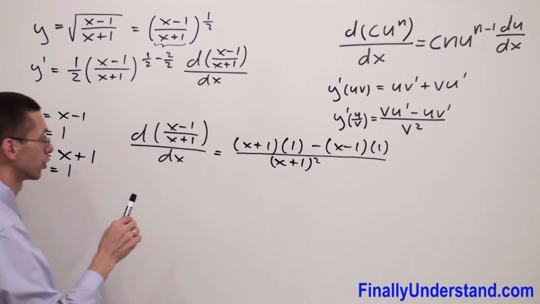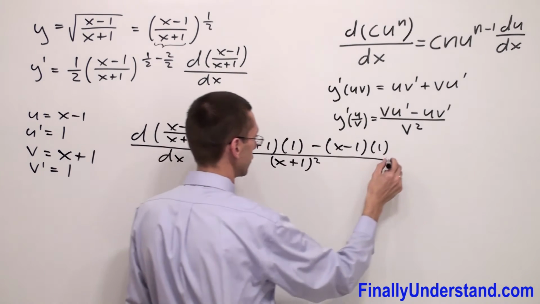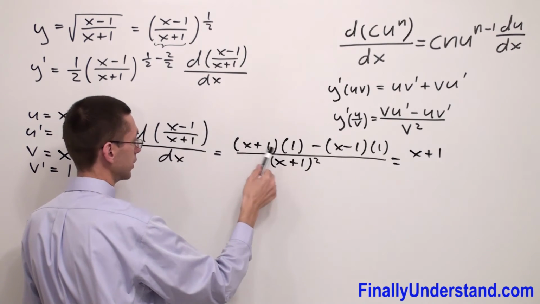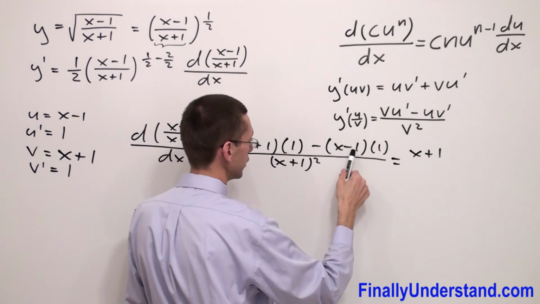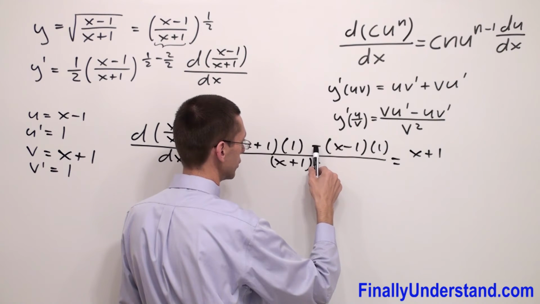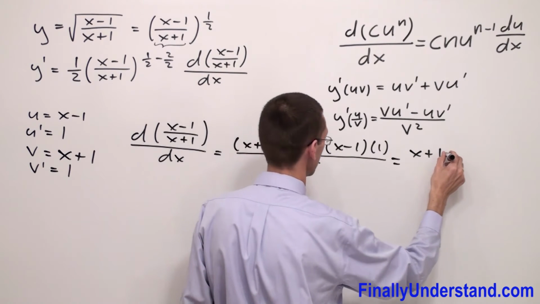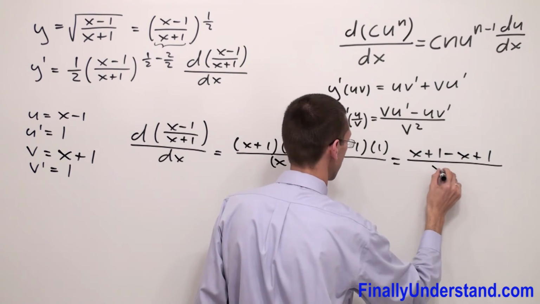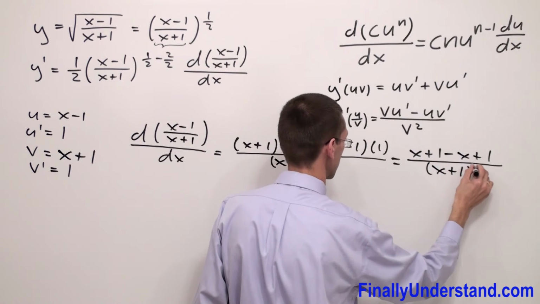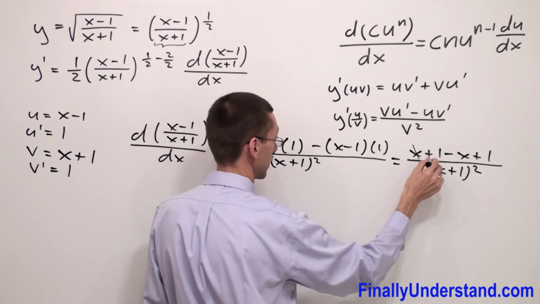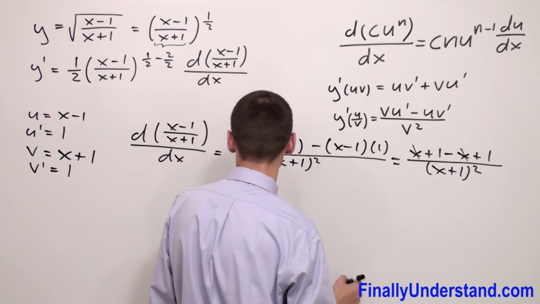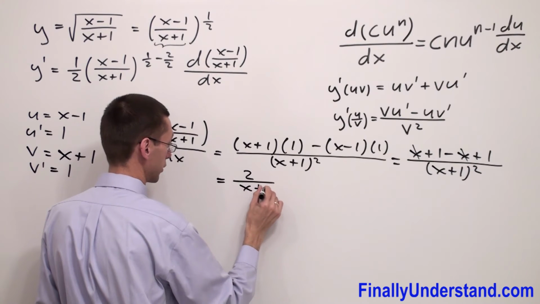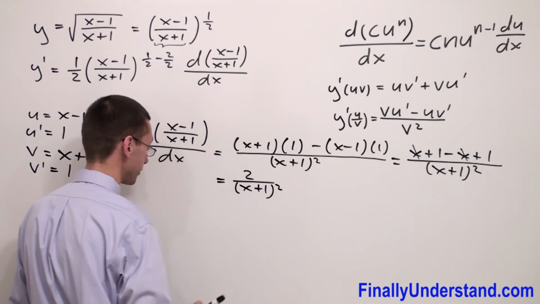Next we're supposed to organize the numerator. So I have x plus 1, because 1 times x plus 1 is x plus 1. 1 times x minus 1 is x minus 1. So I'm going to just distribute this negative sign into the parentheses. I'm going to have negative x plus 1 over x plus 1 to the second power. So I have x and x that are going to subtract each other. So I end up with 2 over x plus 1 to the second power.